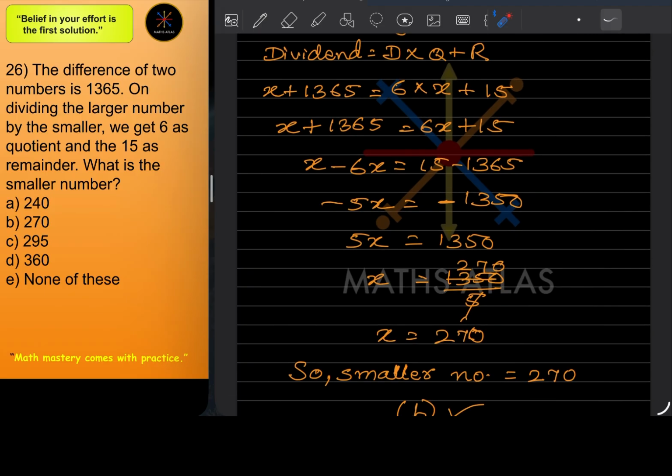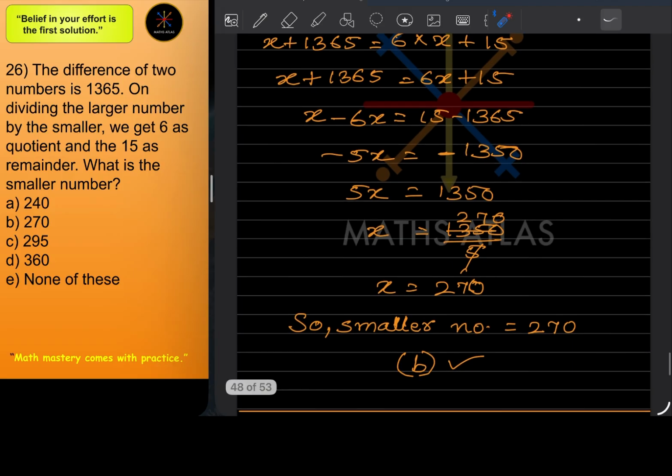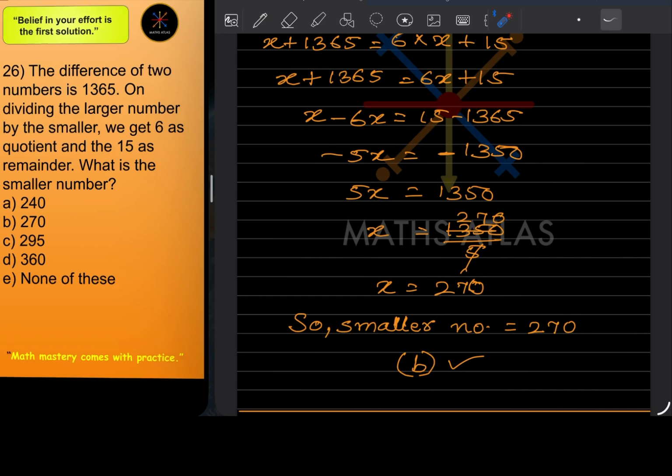So we have considered x as the smaller number. So the smaller number is 270. That is what they have asked: what is the smaller number? So the option is B. Now let us go for the next one.